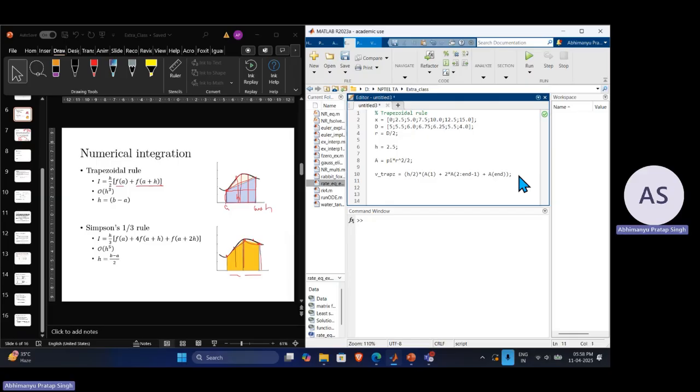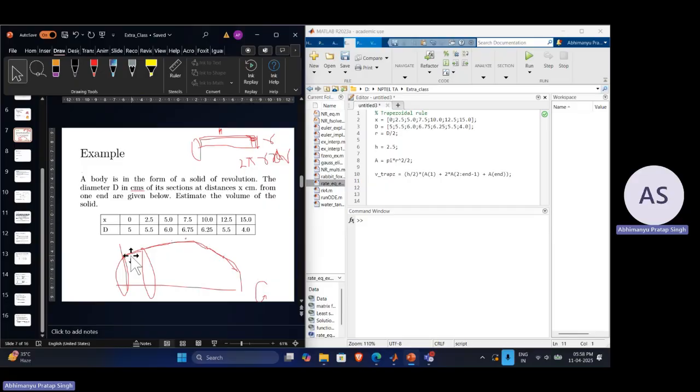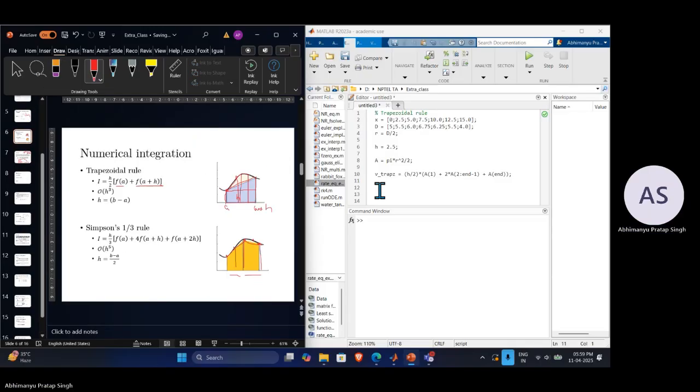Similarly, we can do this with Simpson's one-third rule. Whereas in trapezoidal we were approximating each of these areas between the curves using a straight line, in Simpson's one-third rule we will be using a quadratic term, right? So that will give us a much better approximation. Okay. Yeah, so if I do this, replace this with Simpson's one-third rule.